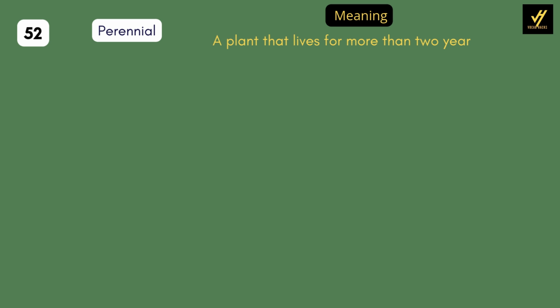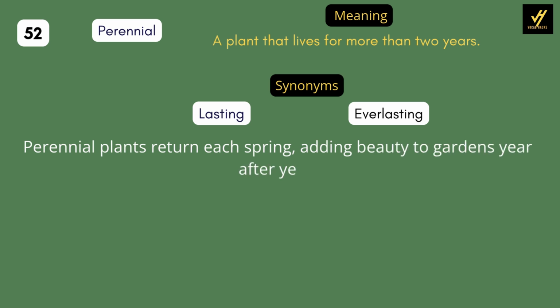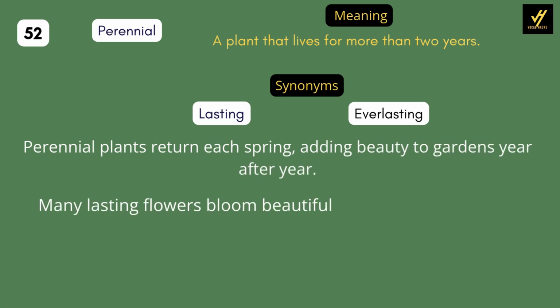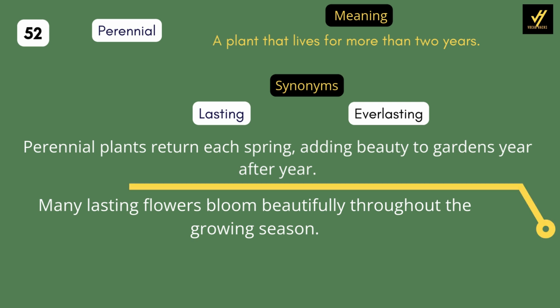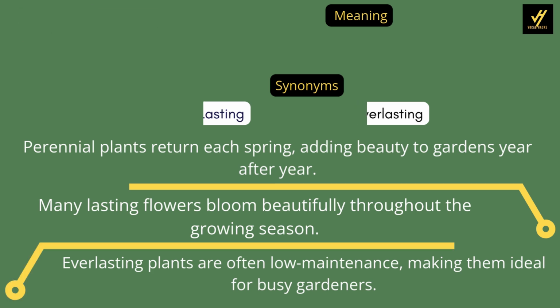Perennial, a plant that lives for more than 2 years. Lasting, everlasting. Perennial plants return each spring, adding beauty to gardens year after year. Many lasting flowers bloom beautifully throughout the growing season. Everlasting plants are often low maintenance, making them ideal for busy gardeners.